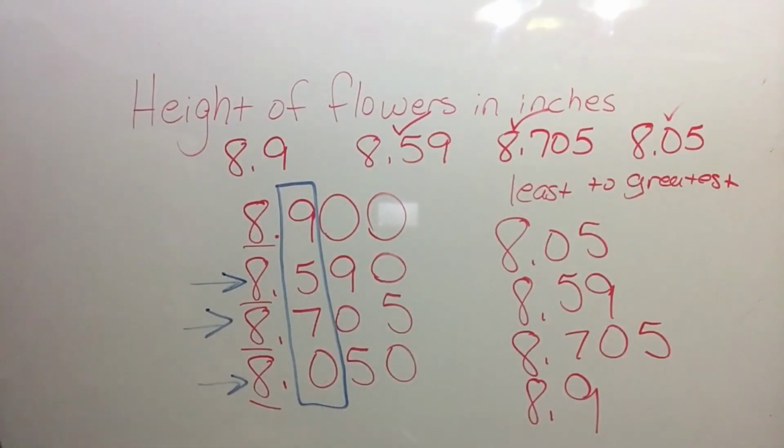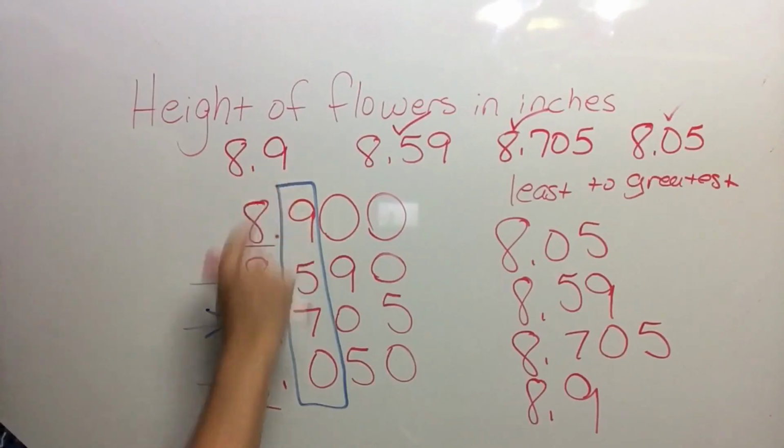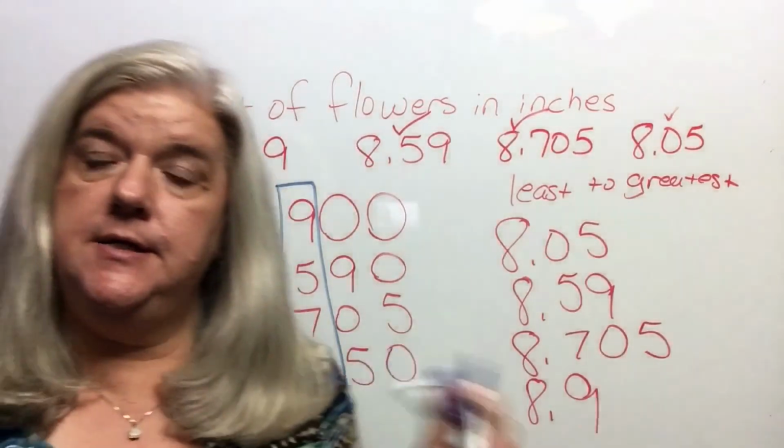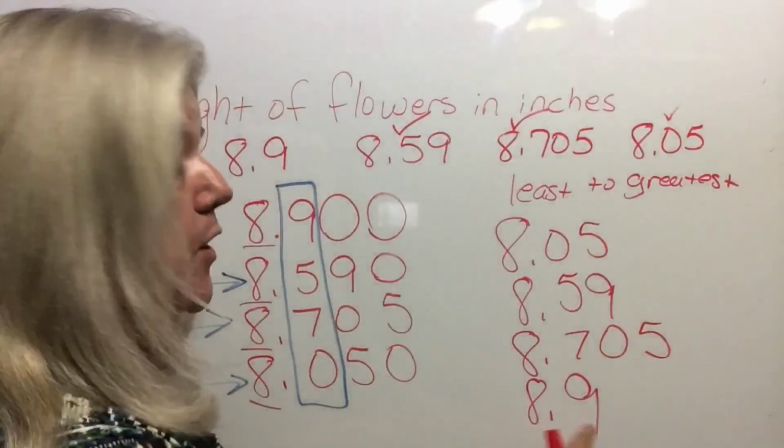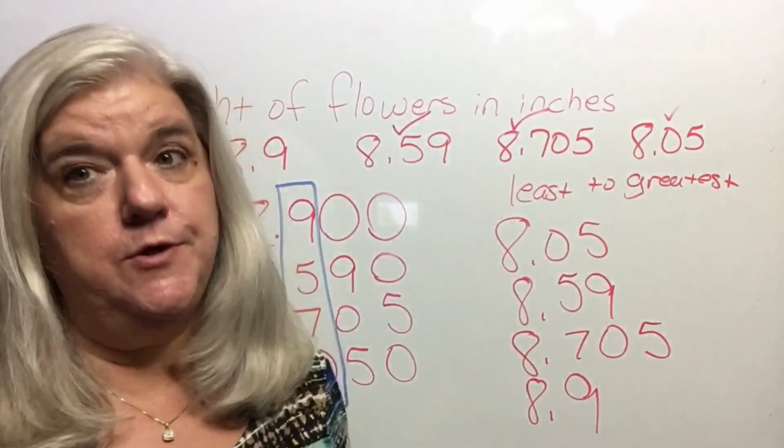So don't think just because it only has 2 digits that it is the smallest number. Because in this case, 8 and 9/10 only had 2 digits, but it was our largest number.